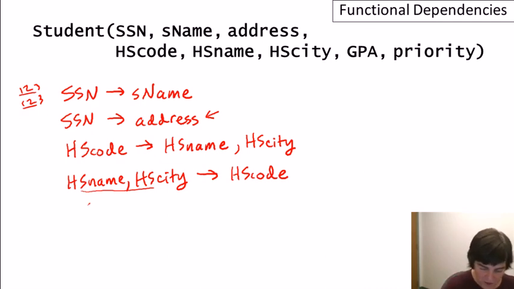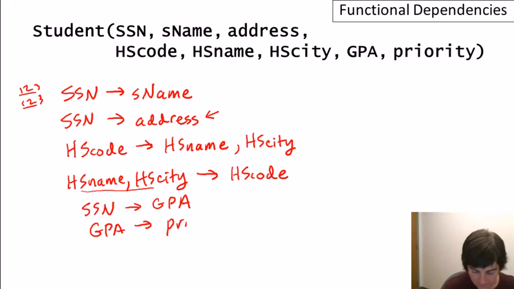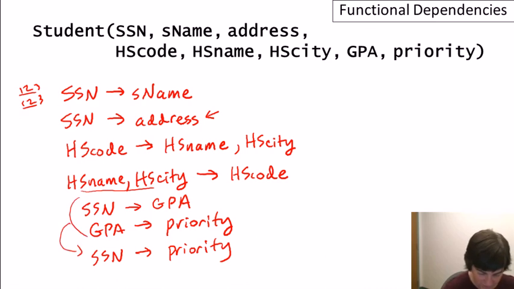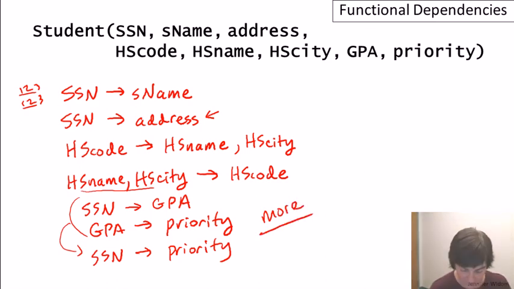What other examples do we have? If we assume that there's 1 GPA for each student, then we'd have the social security number determines the GPA. And we already talked about GPA determines priority. And another example, actually, if we put these two together, we should see, well, if we have the same social security number twice, then we should have the same priority. And you might be thinking, well, that's kind of a transitive rule that takes these two and produces that one. And indeed it is. And we'll talk about rules for functional dependencies later. And there may be more in this case.